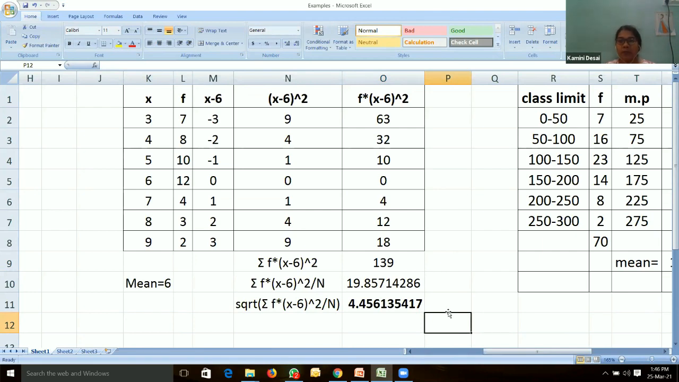Is everyone able to do this in Excel? This is very simple, nothing in that. I just typed the formula here. You have to square this particular number and then multiply F by this. So we got 9 7s are 63.